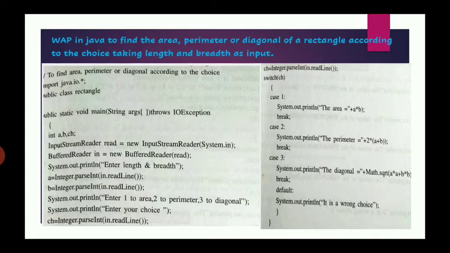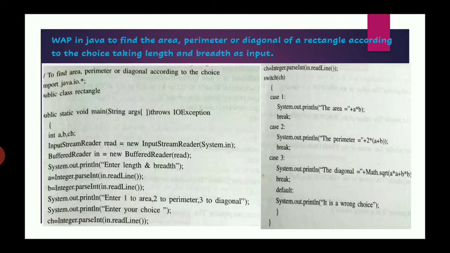Next, case 2. Now if a user enters 2, then it will display the perimeter. So System.out.println, the perimeter is equal to plus 2 into a plus b. That means length plus breadth, whatever will be the value, it will be multiplied with 2 to find the perimeter. So this case 2 also is terminated through break.